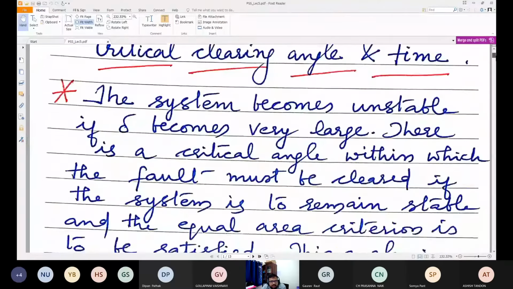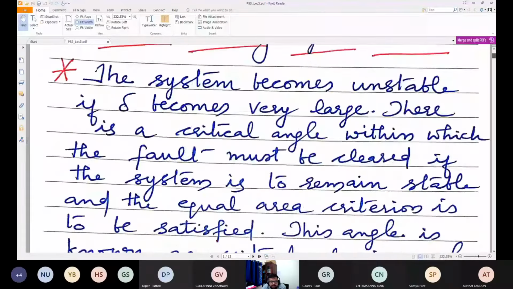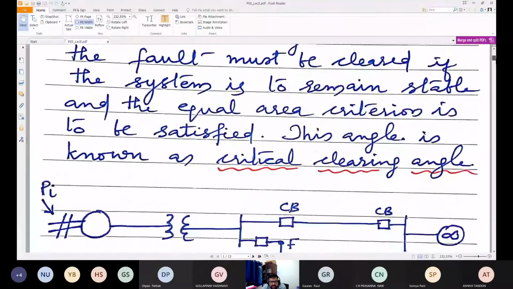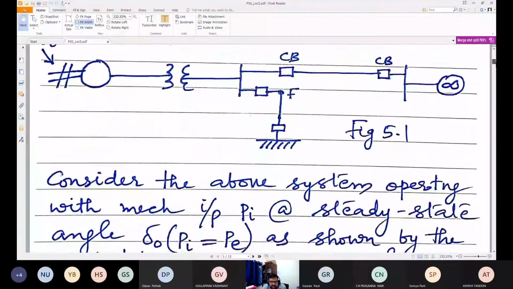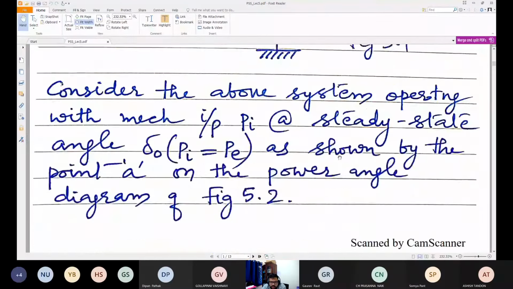Okay, so I'll have a recap of lecture 8.1. In lecture 8.1, we had discussed critical clearing angle and critical clearing time, how we derive them when the fault is near the sending end bus. This is the sending end bus, this is the receiving end bus. If the fault is near the sending end bus, what will you do?